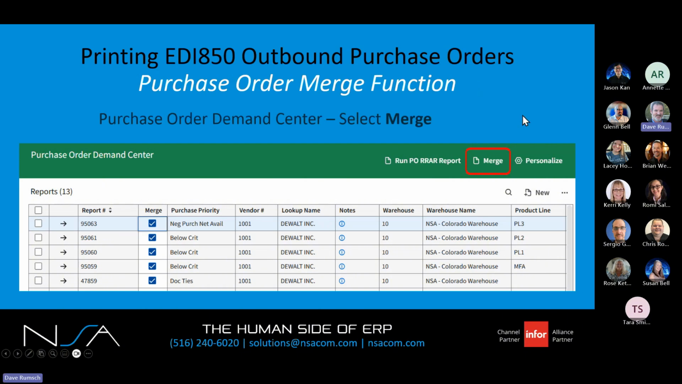The last method that's used is in the purchase order demand center using the merge function. So I'm a buyer. I'm working in my purchase order demand center. I'm working on DeWalt, and I've selected 5 warehouses, 5 product lines. This was blank because it's a tie that I'm going to print. I'm going to create them and print them. So I select the merge box right here. Once I've done that, I select merge.